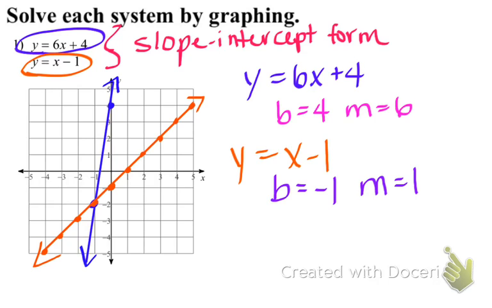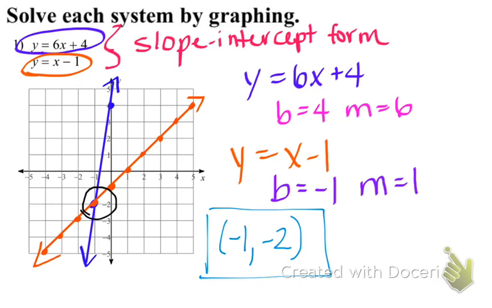and I'm looking for where these two lines cross. That's going to be my solution. So my solution is actually a point. It's an x and a y value. So this point where they cross is going to be -1, -2. So that's where these two lines cross. That is the solution to our system. So that means that when x is -1 and y is -2, both of the conditions of these equations would be satisfied. So our solution to the system would be -1, -2.